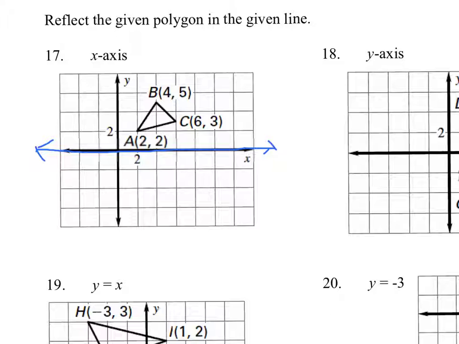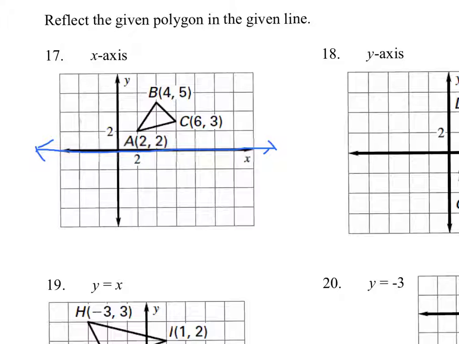It's as if you could fold the image of this triangle across the paper onto here. One of the easiest ways we did this is we just counted the distance from each of these points to the line of reflection, and we counted that same number across to the other side. The thing that you might not think about is that you always want to count perpendicularly. So since this is a horizontal line, we want to count going up and down. So make sure that you do that.